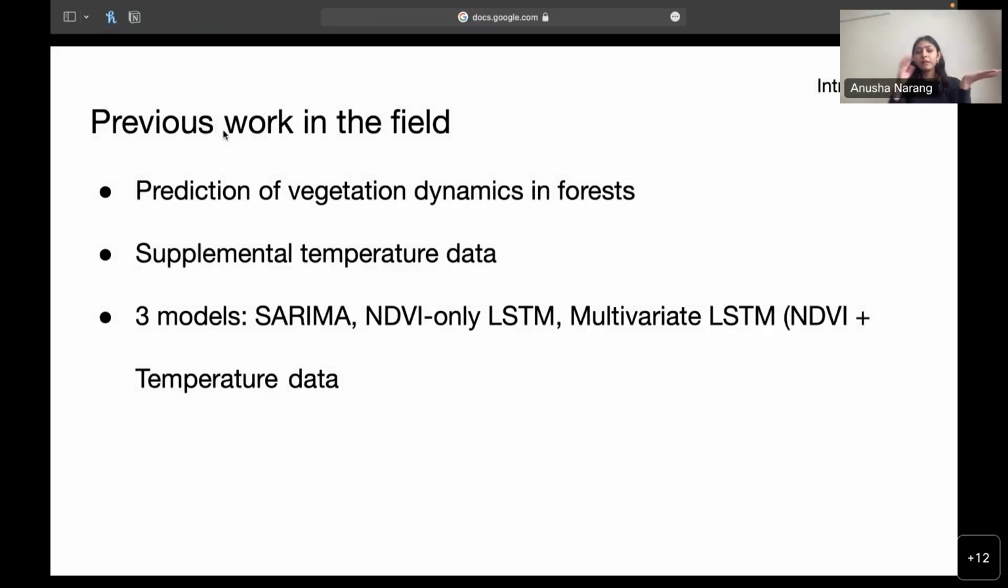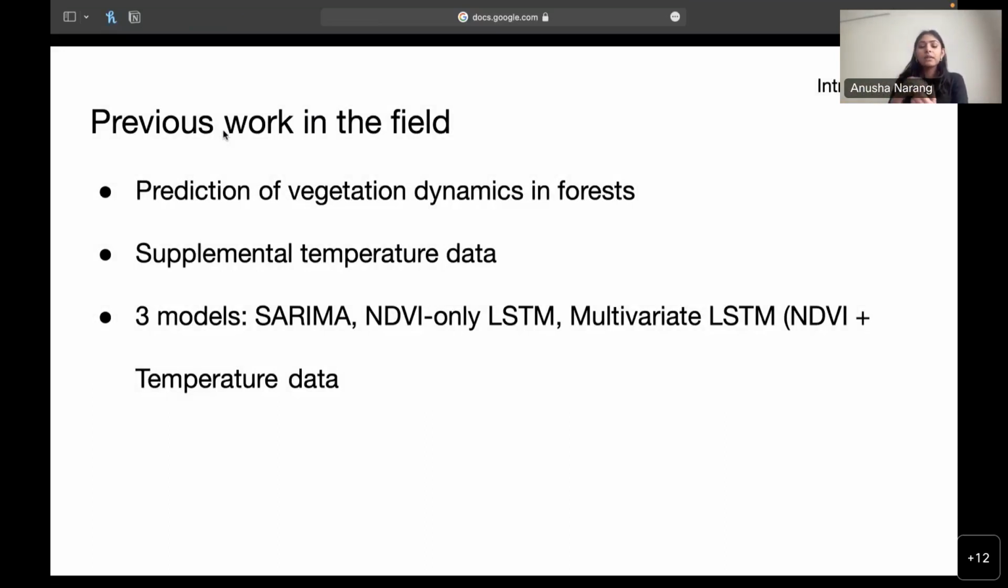So previously machine learning has been used to predict vegetation dynamics in forests. However, it hasn't been focused as much in wetlands. And so wetlands are different from forests because of the hydrological variability. And so as a result, it's very important to be able to model vegetation dynamics in wetlands because it's different.